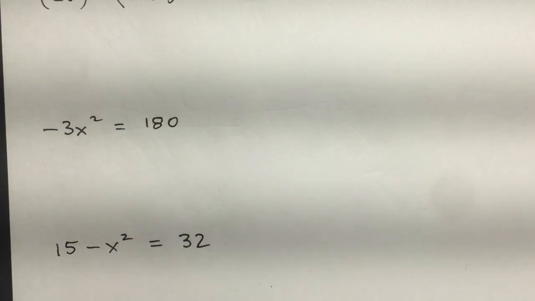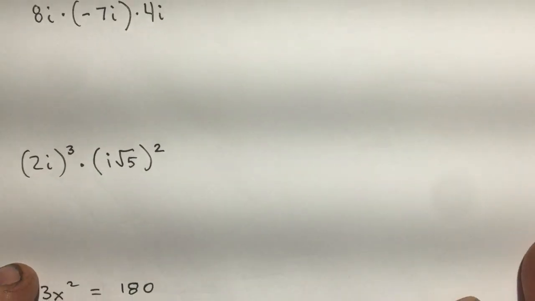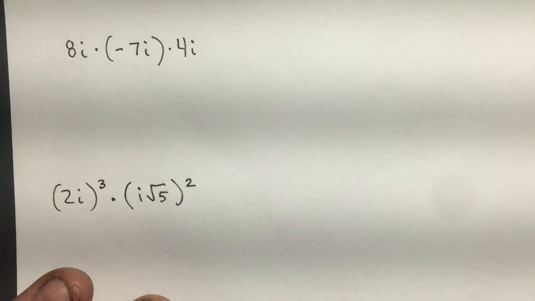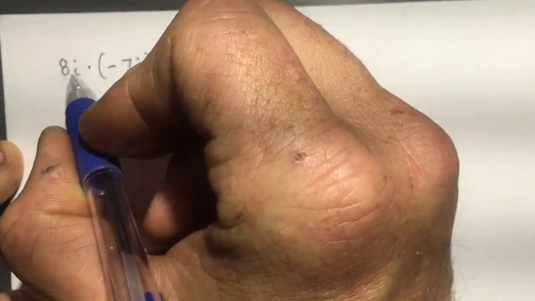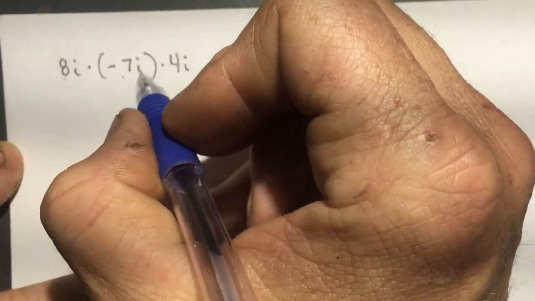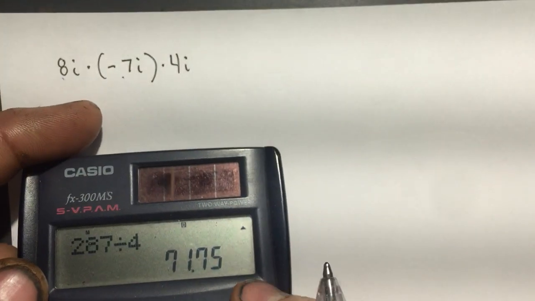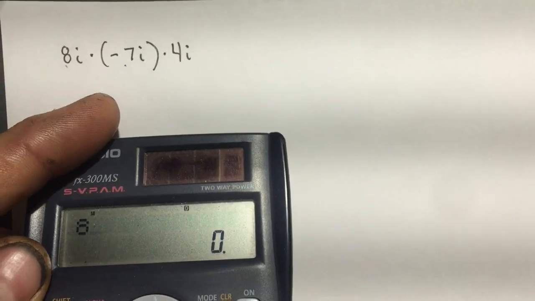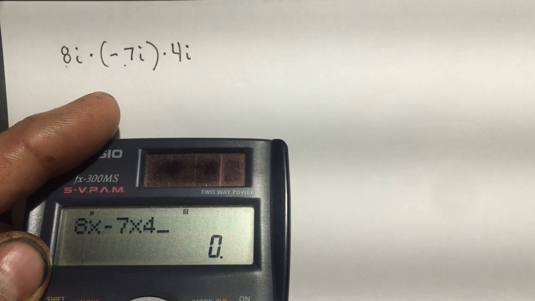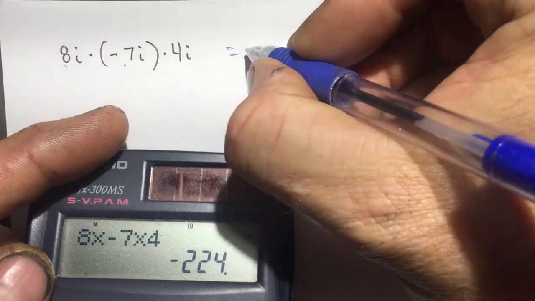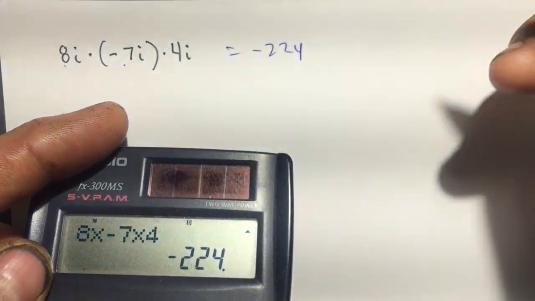All right, then we're going to get to some more little operations here. We've got to multiply these. All right, so 8 times negative 7 times 4. You just multiply them up. Here, get the calculator here. So you just see I'm punching in 8 times negative 7 times 4. That comes up negative 224.